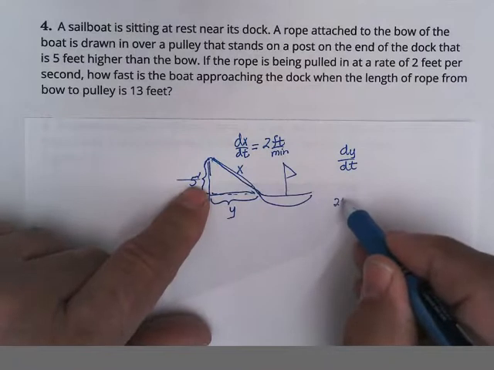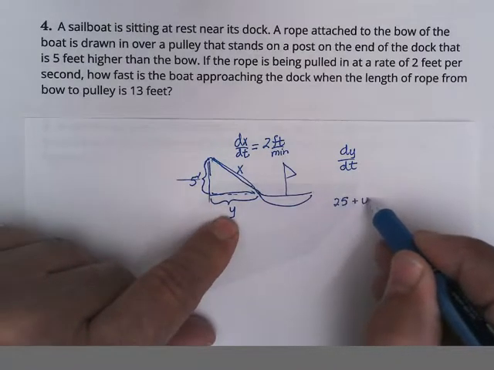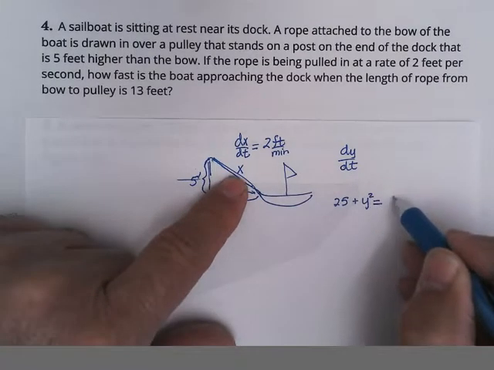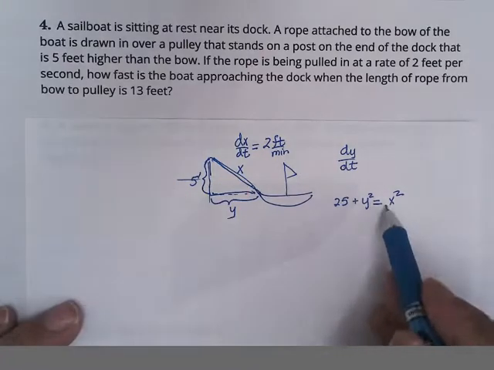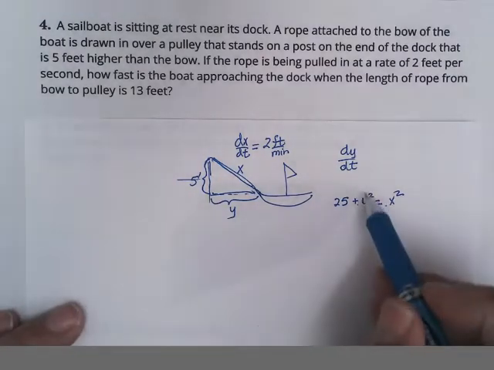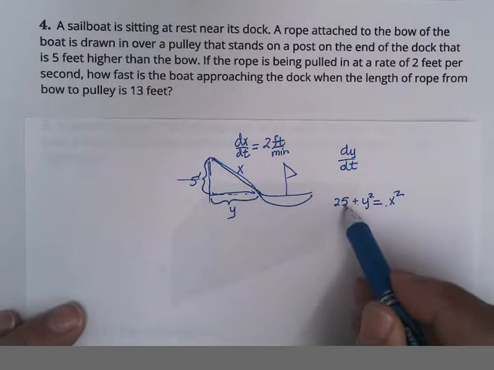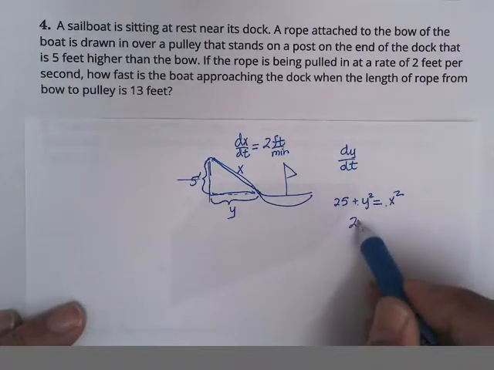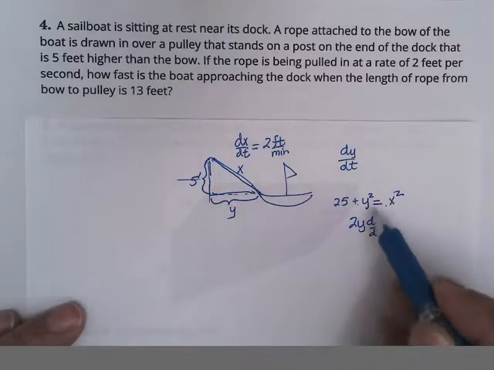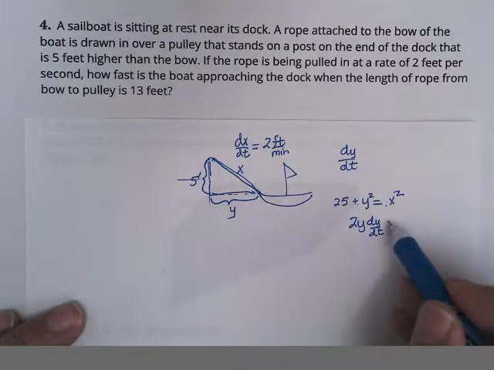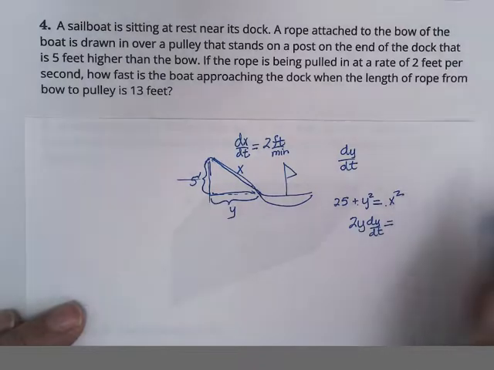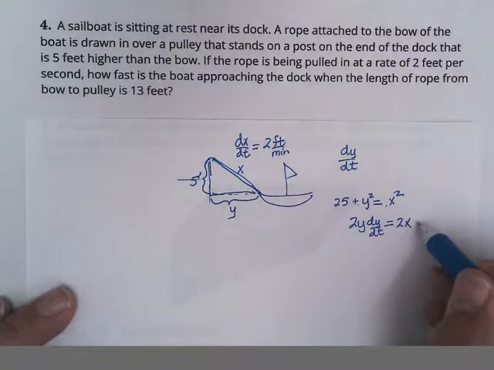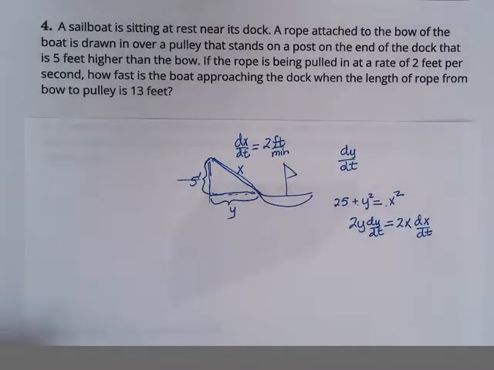So 5 squared plus y squared equals x squared. I have a relationship between x and y, so I can take the derivative with respect to time. Derivative of 25 is 0. Derivative of y squared is 2y dy/dt, since we're taking it with respect to time, equals x squared would be 2x dx/dt, since we're taking it with respect to time.